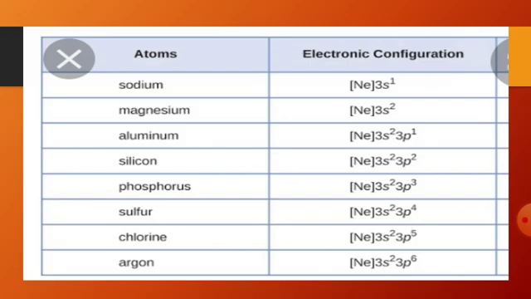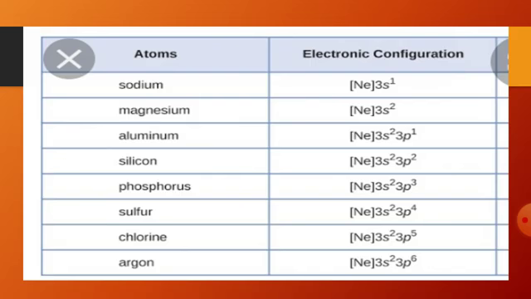These elements belong to the third period, so its principal quantum number is 3, and the last electron enters the third shell. The outermost shell is the 3. Fine. So sodium, neon 3s1; magnesium, neon 3s2; aluminium, neon 3s2 3p1; silicon, neon 3s2 3p2; phosphorus, neon 3s2 3p3; sulfur, neon 3s2 3p4; chlorine, neon 3s2 3p5; argon, neon 3s2 3p6.